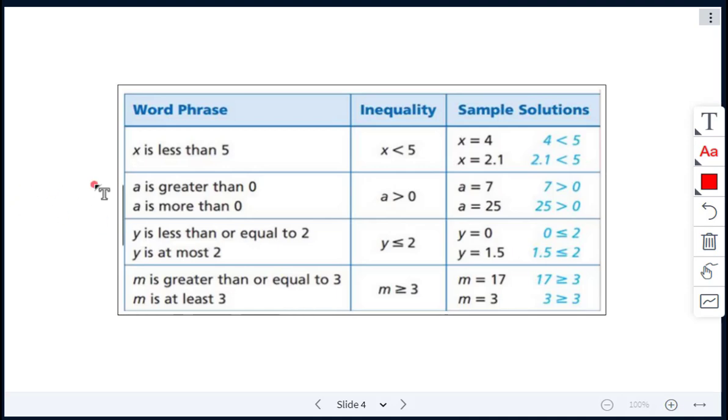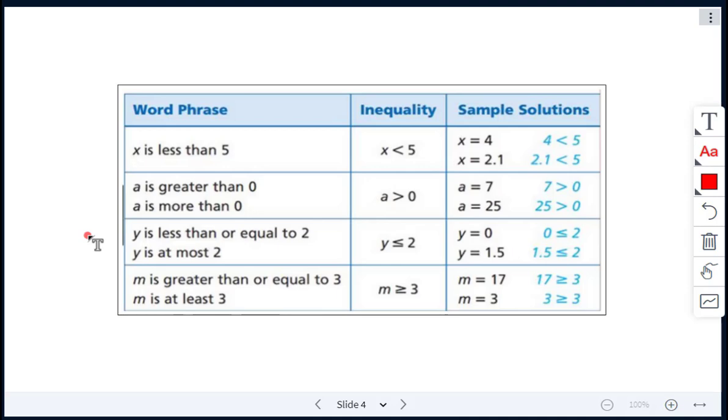Here, a is greater than 0 is shown like this. a is greater than 0, that's how it's written as an inequality. So any number that's greater than 0. So here the examples, a can be 7, a can be 25 because both of them are greater than 0.